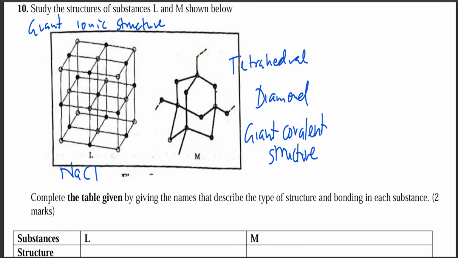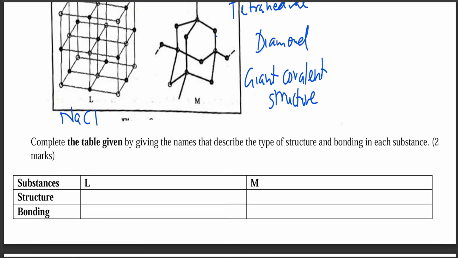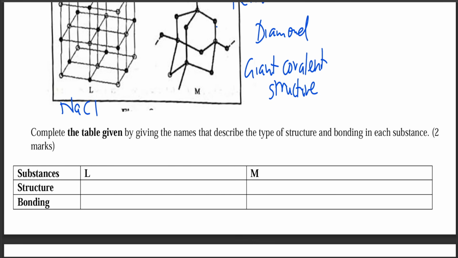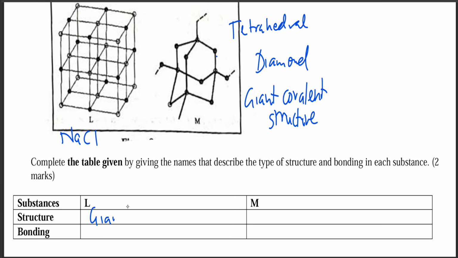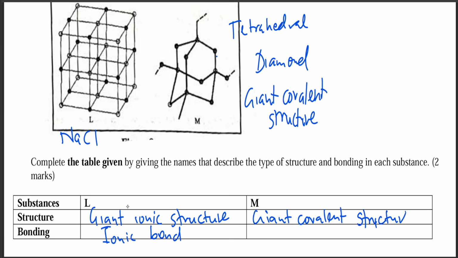Now, complete the table below by giving the names that describe the type of structure and bonding in each substance. So L, the structure is giant ionic structure, but the bonding is ionic bond. Well, M is a giant covalent structure, or giant atomic structure, whichever. But the bonding is covalent bond, obviously.